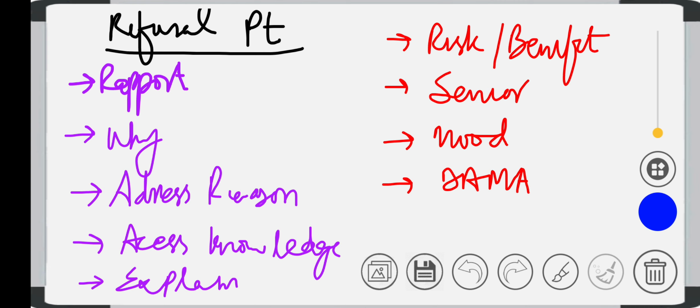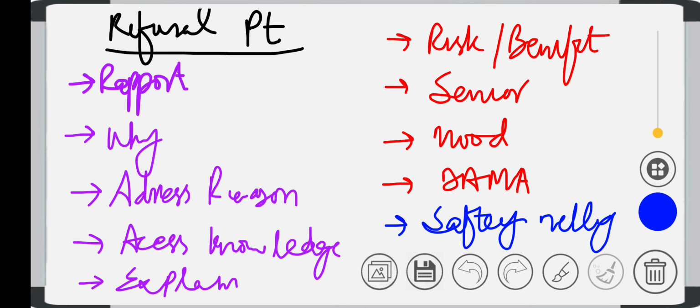And lastly, you need to safety net the patient. If he is still refusing the treatment, you need to safety net the patient and tell the patient that anytime you change your mind, you can come to us. You can talk to us in case of the medication, or in case of admission you can come to us and we can admit you. That's not a problem.